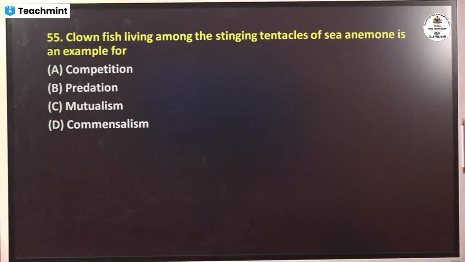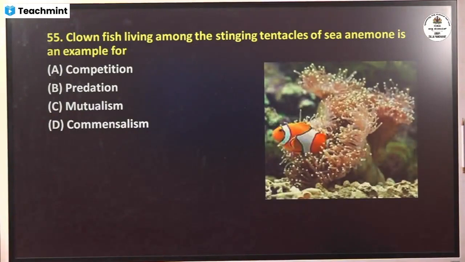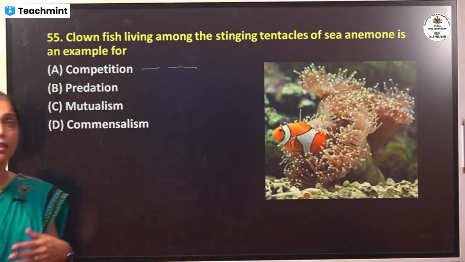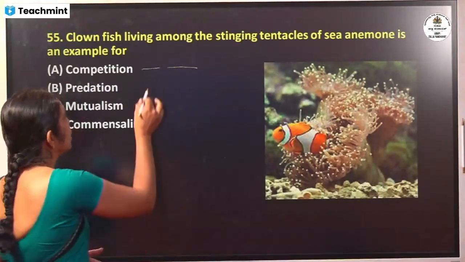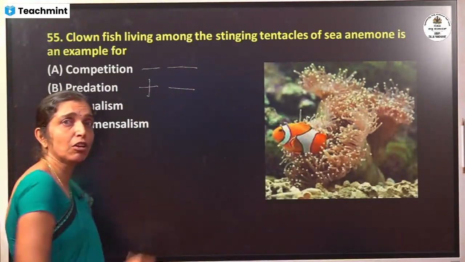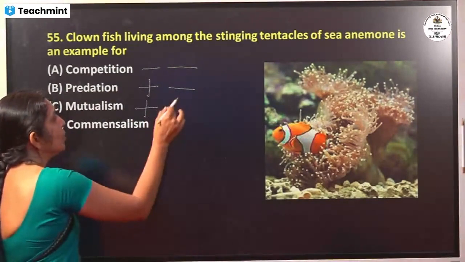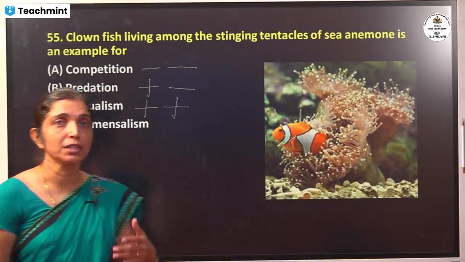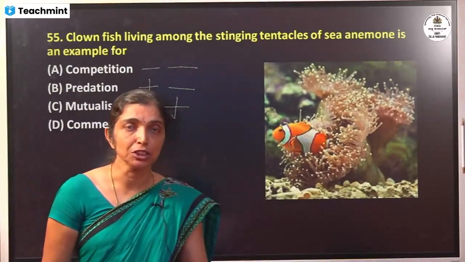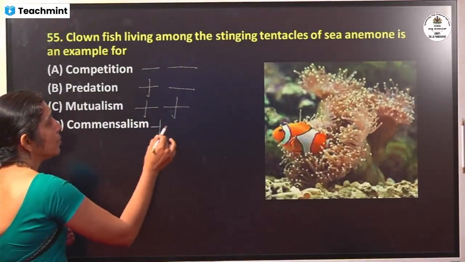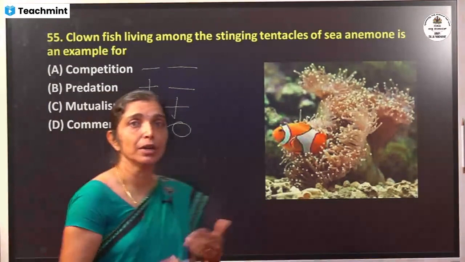Clownfish living among the stinging tentacles of sea anemone is an example for competition, predation, mutualism, or commensalism. So we know that competition is where both the individuals that are interacting have a negative effect on each other. In predation, one will benefit and the other will always be at a disadvantage. When it comes to mutualism, both organisms are benefited. This is a type of interaction between the species, isn't it? Between the organisms. So both are going to benefit. When it comes to commensalism, one is benefited and for the other, there's neither any benefit nor harm.